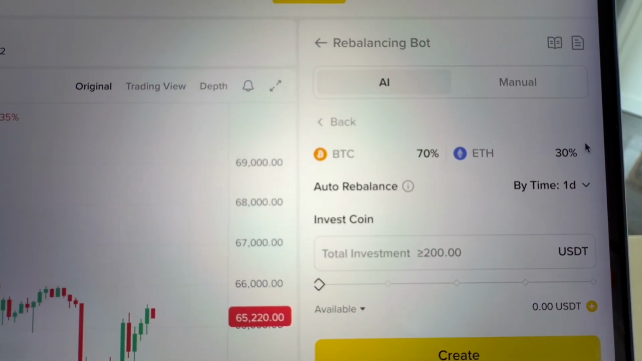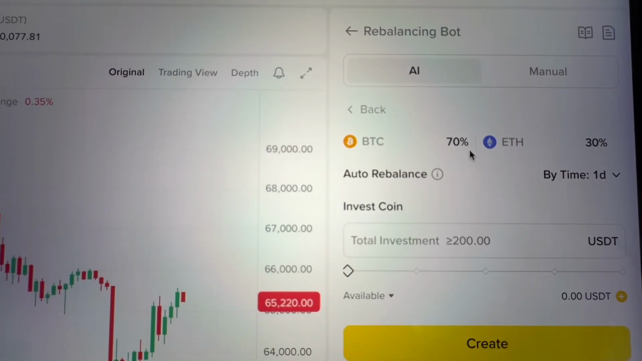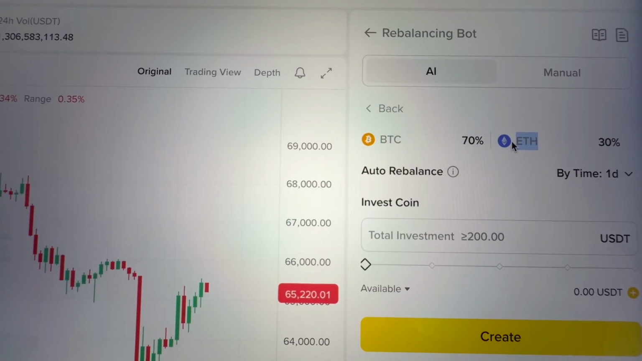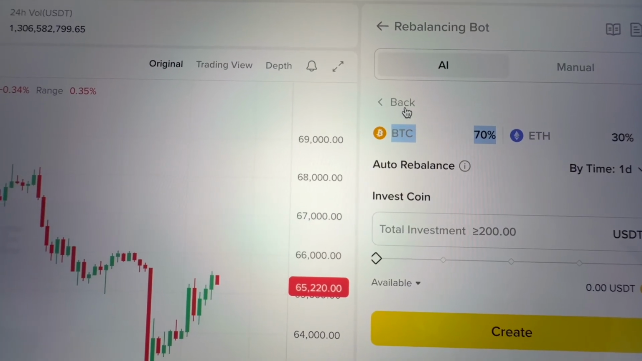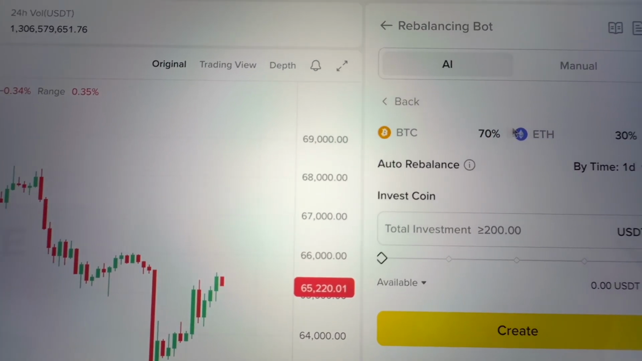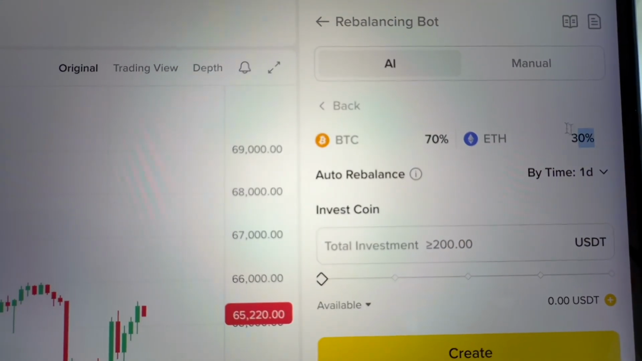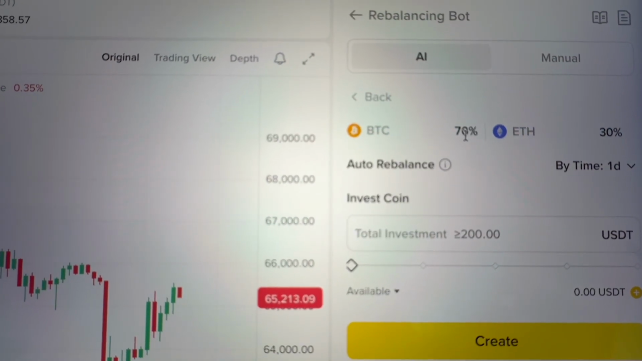However, the challenge with this rebalancing bot is that it will be selling the winners to buy the losers. If some coins outperform other ones, then it will sell those and buy the losers. So in my opinion, it doesn't really make much sense to sell the winners.